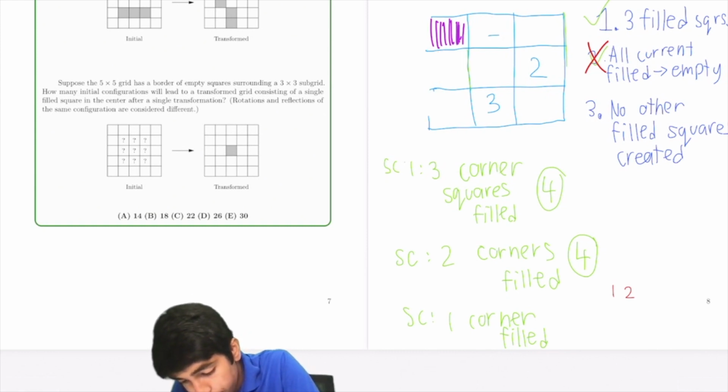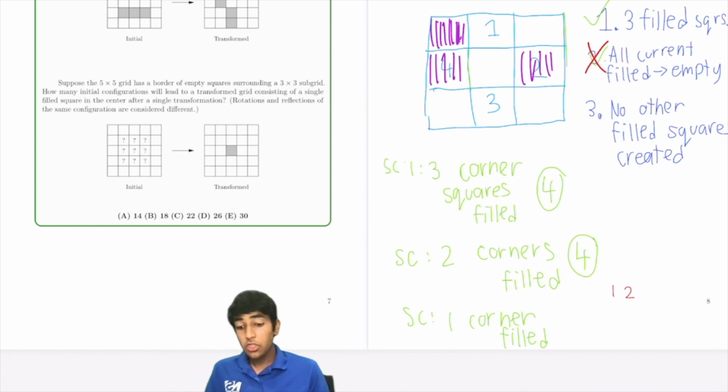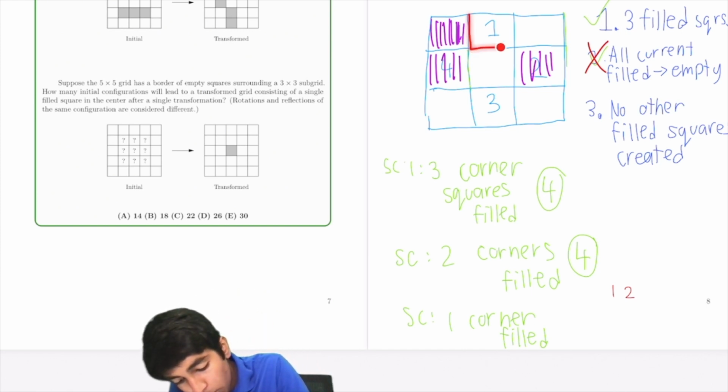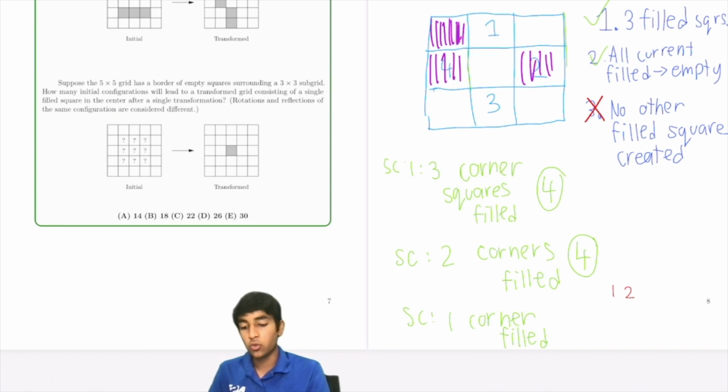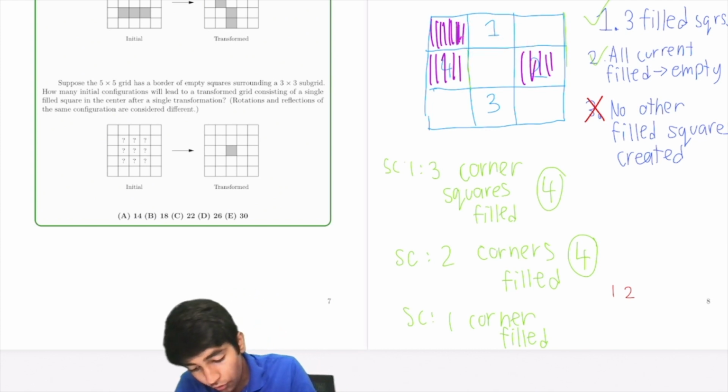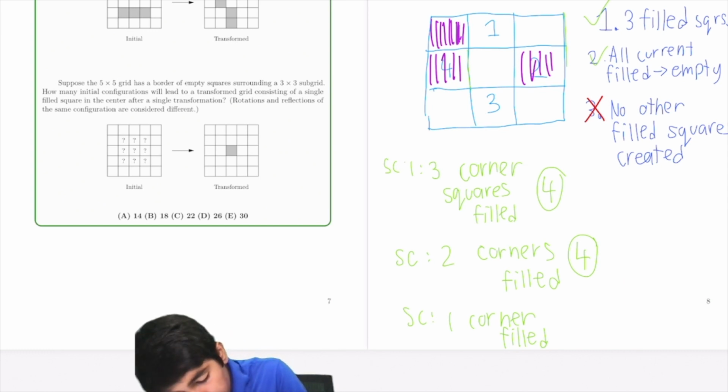What about 2, 4? 2, 4 means we have this one filled and this one filled. Notice how this is actually symmetric to one of our previous cases. In this case, condition 3 fails because this square over here has 3 neighbors that are filled. So that one will become filled. So this case doesn't work. So 2, 4 doesn't work. What about 2, 3?